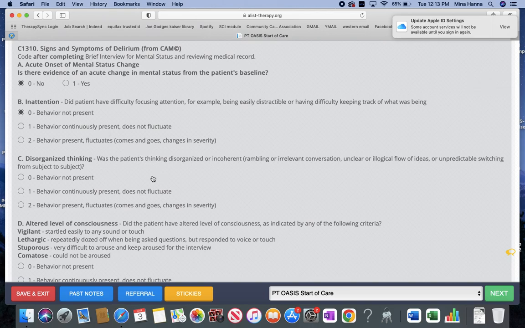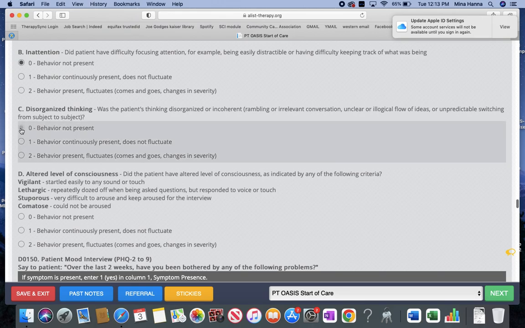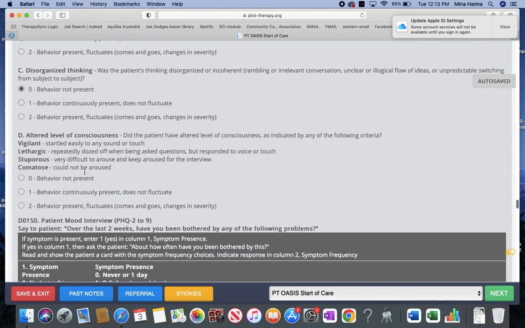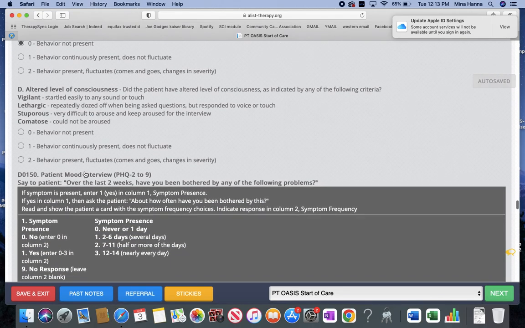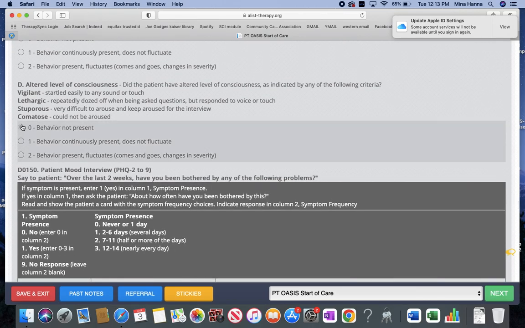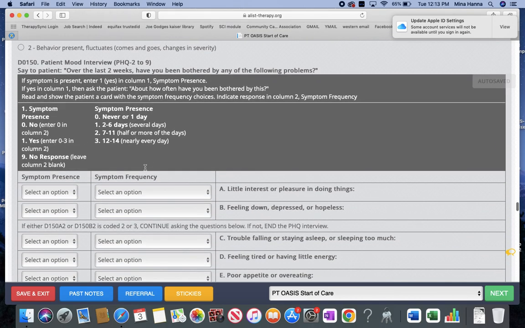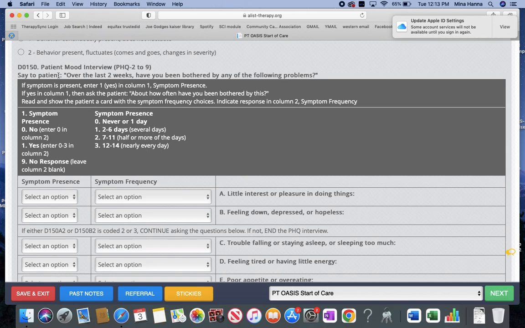So if the patient is okay with you, then everything's okay. This organized thinking, you'd say not present. Again, it's only if the patient's presenting with a really weird mental status, then you're going to maybe want to get nitty gritty with these questions. And then I'll ask about the mood.